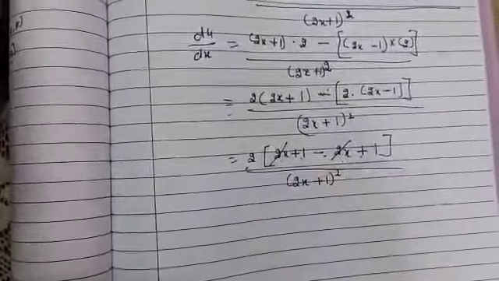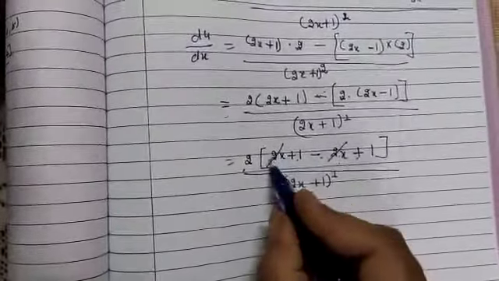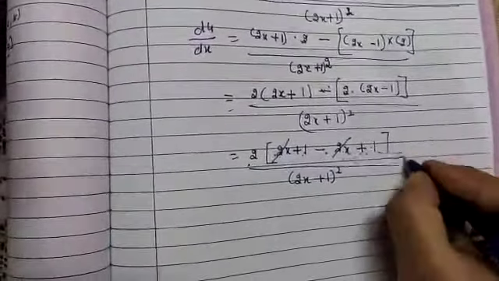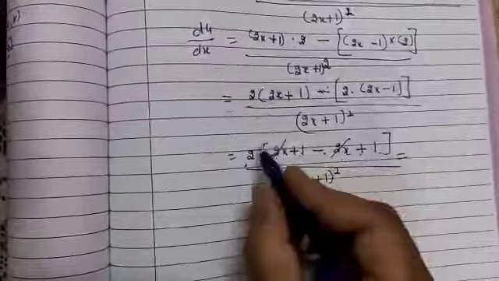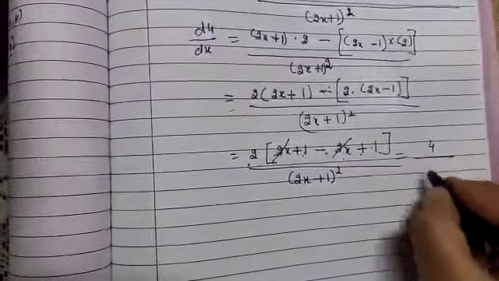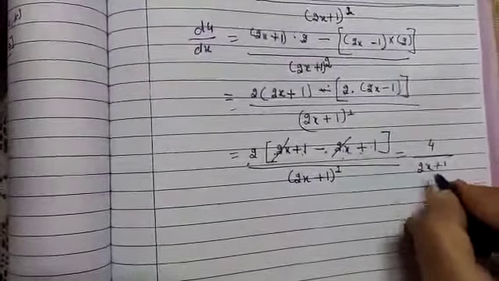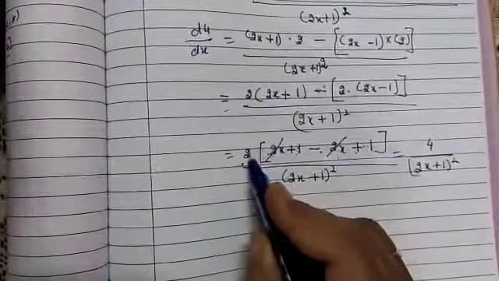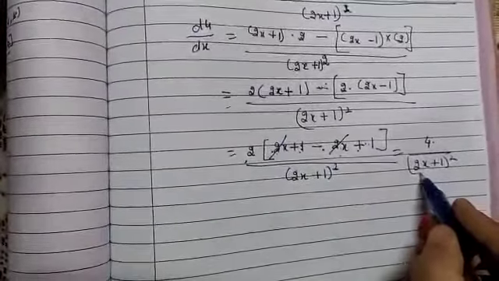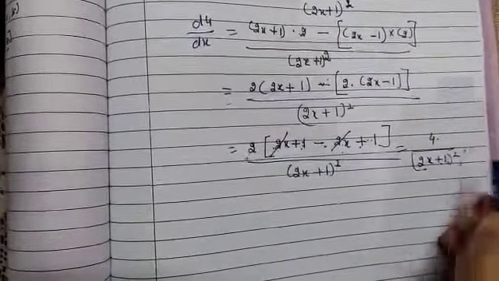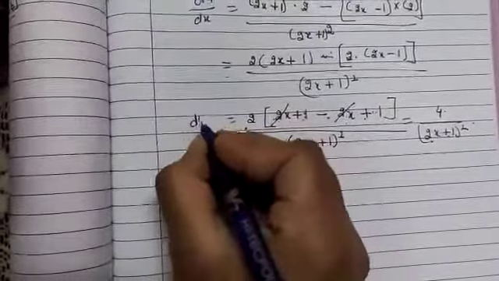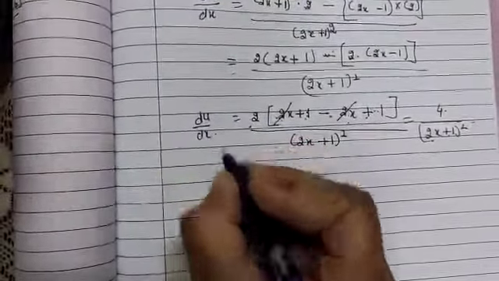The 2x terms, one positive and one negative, cancel out. Plus 1 and plus 1 become 2, and 2 twos are 4. So it is 4 upon 2x plus 1 whole square. This is the derivative du upon dx.